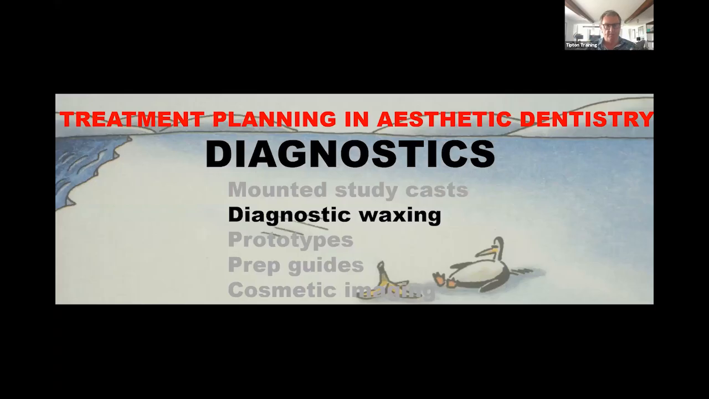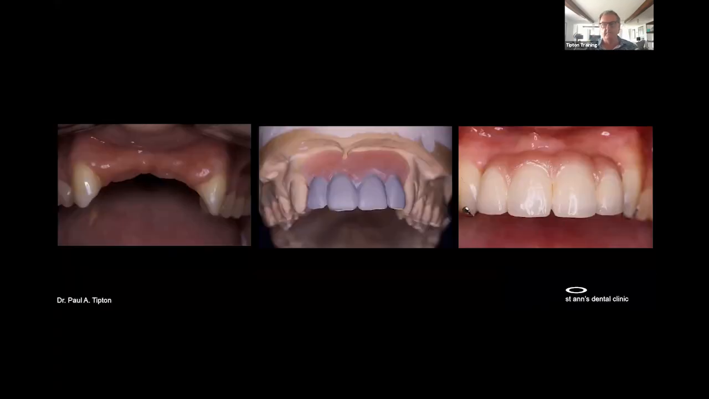So, our mounted study cast. Our second part is our diagnostic waxing. And my advice to you is you do a diagnostic wax up of every single case you're doing. Maybe you can get away with it with a single crown. However, the bigger the case, the more difficult it is for you to understand what the final restoration will look like. It's more difficult for the patient to understand what that final restoration is going to look like.